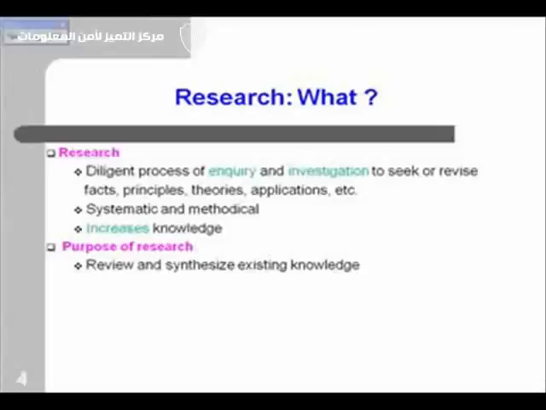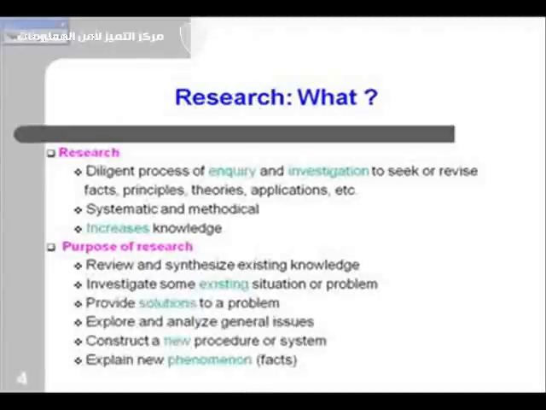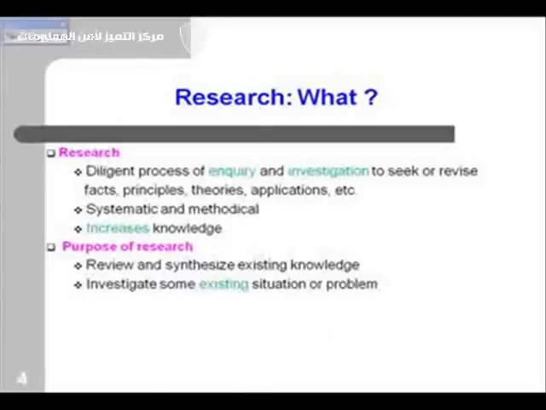When we start research, we review and synthesize what has already been explored before, the existing knowledge. And we investigate some existing situation or problems. For example, somebody has proposed a technique of identification of a person. Then we explore new things in that, and we see what are the existing situations or problems which have already been proposed by the people. Then we work on that and we explore something new.